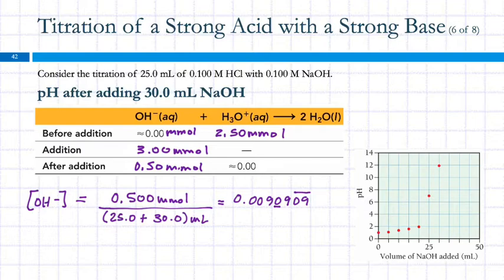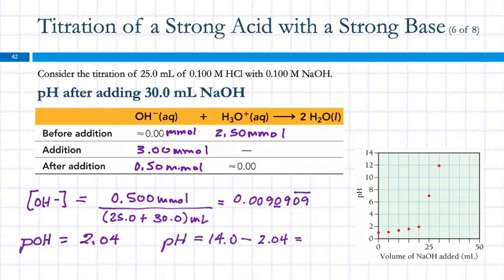So we have hydroxide ion concentration. We can calculate the pOH. The pOH is the negative base 10 log of that number, 2.04. And so the pH equals 14 minus that. 11.96, almost 12.